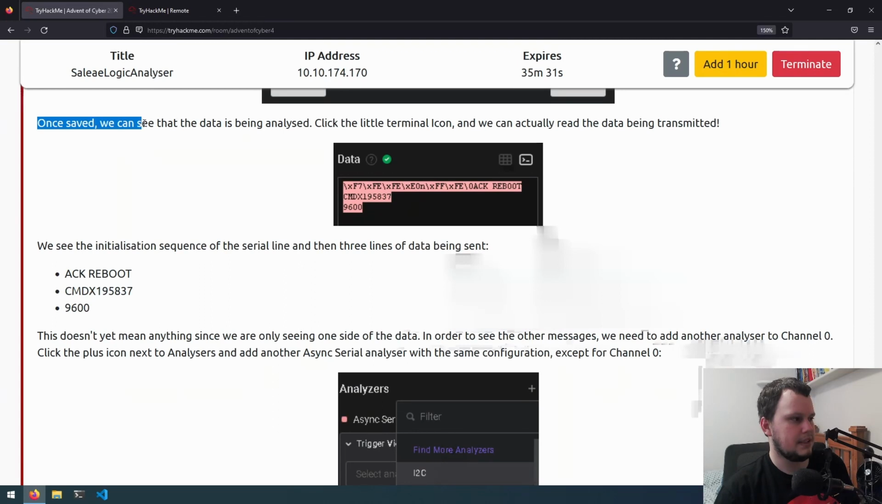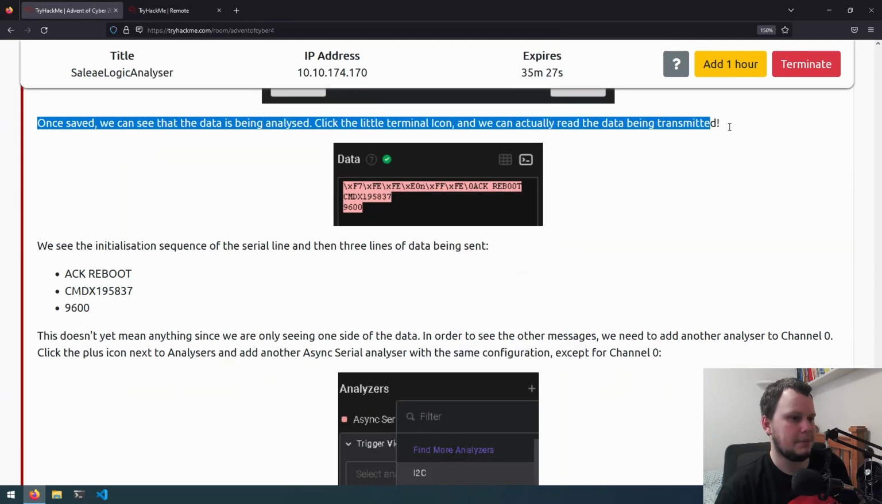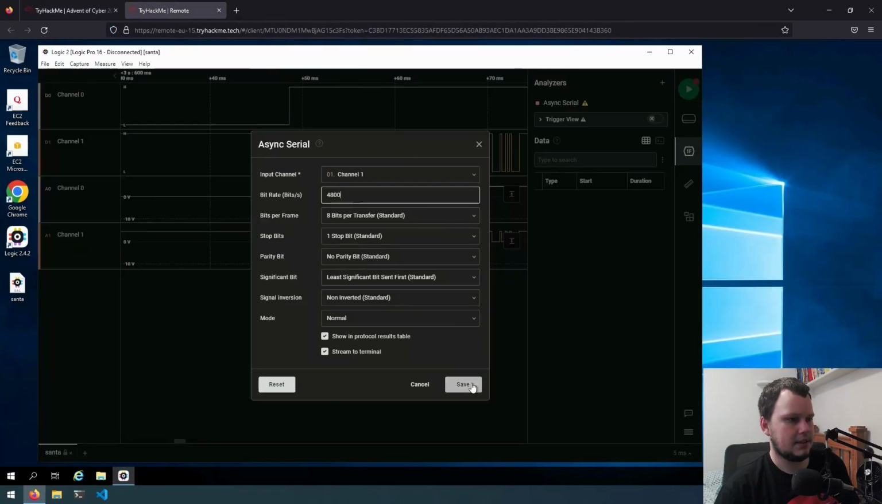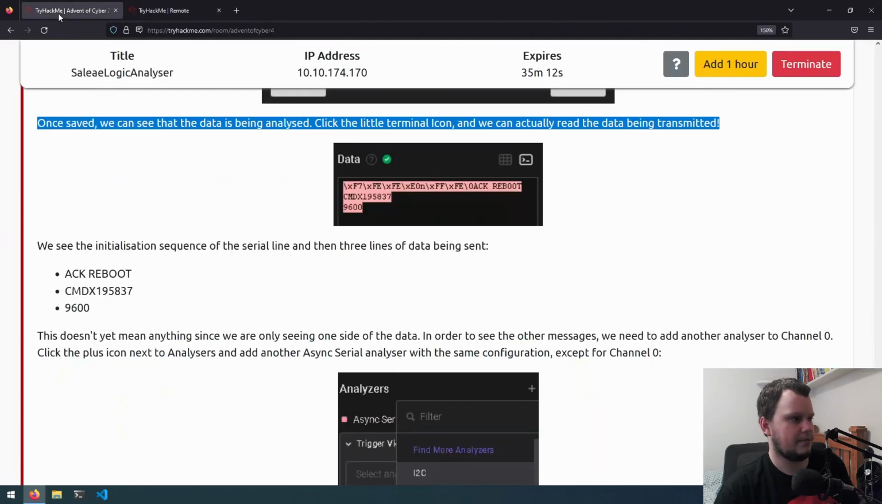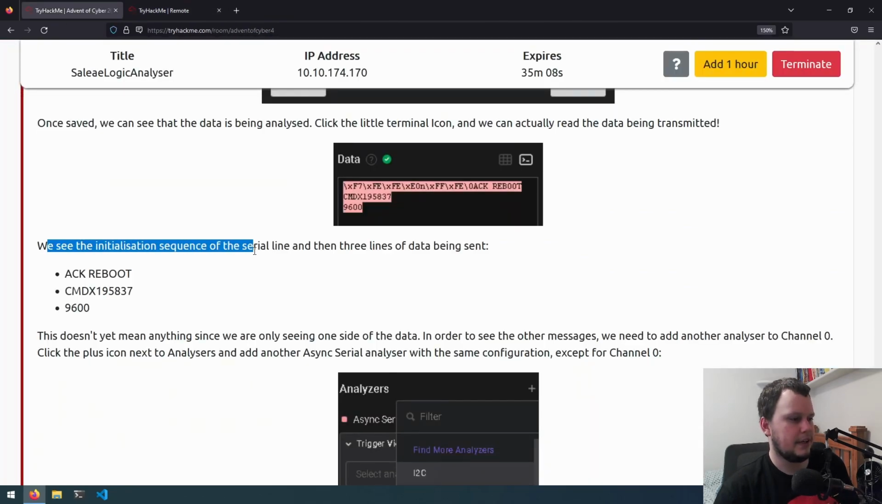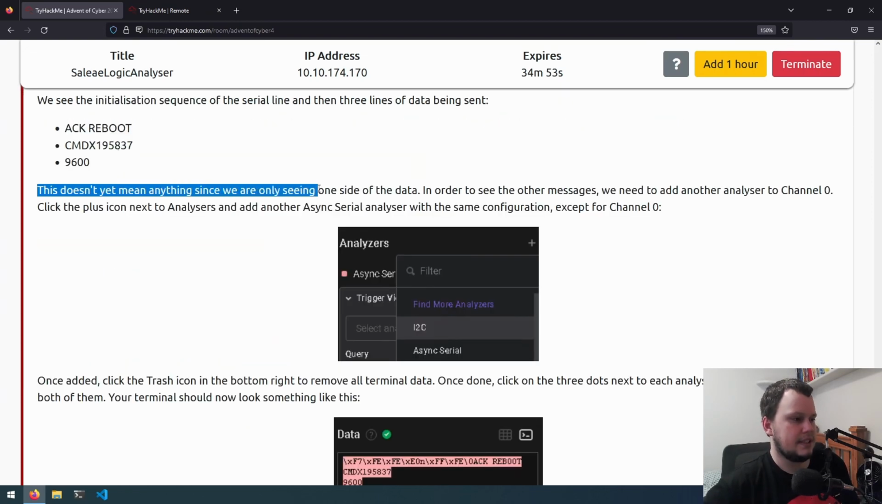So once saved, we can see that the data is being analyzed. Click the little terminal icon and we can actually read the data being transmitted. So we can click Save, and the little terminal icon right here. Cool, we can see the data there. We see the initialized sequence of the serial line and then 3 lines of data being sent. This doesn't mean anything yet since we are only seeing one side of the data.